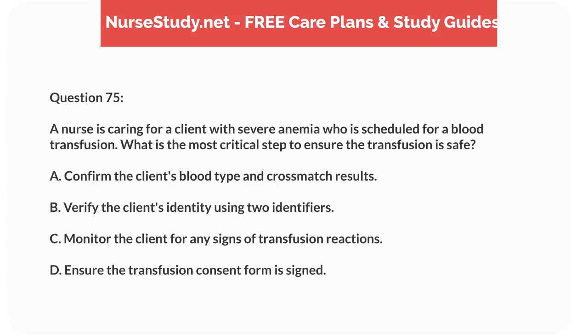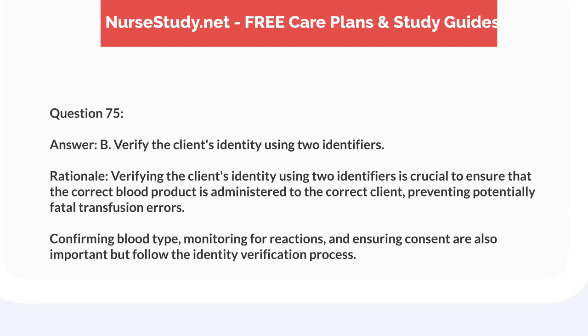Question 75. A nurse is caring for a client with severe anemia who is scheduled for a blood transfusion. What is the most critical step to ensure the transfusion is safe? A. Confirm the client's blood type and cross-match results. B. Verify the client's identity using two identifiers. C. Monitor the client for any signs of transfusion reactions. D. Ensure the transfusion consent form is signed. Answer B. Verify the client's identity using two identifiers.